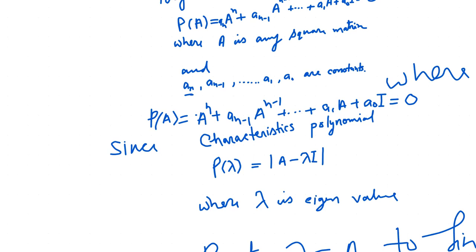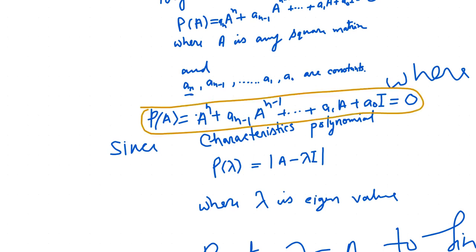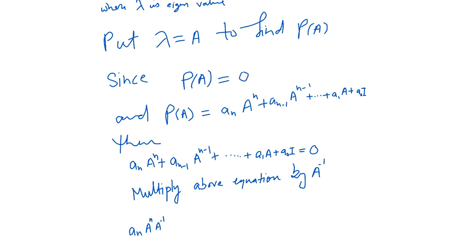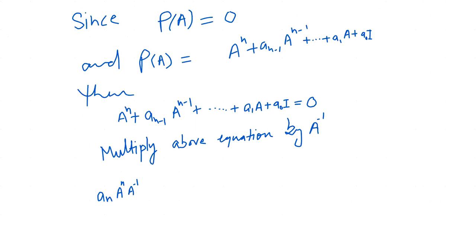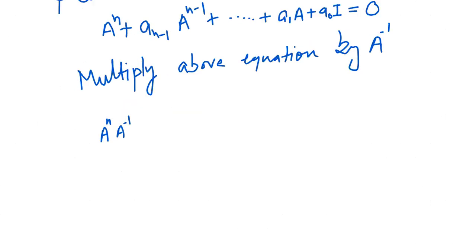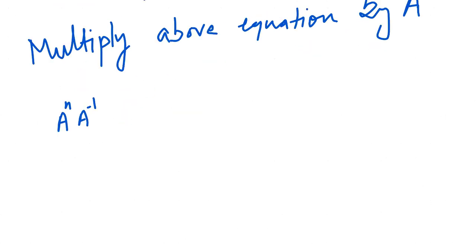So now let us take this accordingly. We are taking here AN is equal to 1. So it will be A to the power N and A to the power N minus 1, and further we have AN and A0. Now let us multiply this entire equation with A inverse.